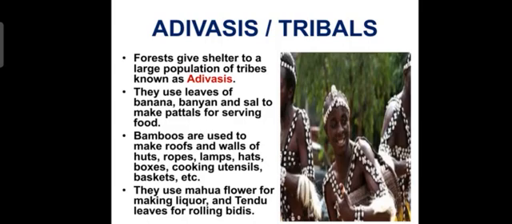They use leaves of banana, banyan, and sal to make pattals for serving food. Bamboos are used to make roofs and walls of huts, ropes, lamps, hats, boxes, cooking utensils, baskets, etc. They use mahua flower for making liquor and tendu leaves for rolling beedis.